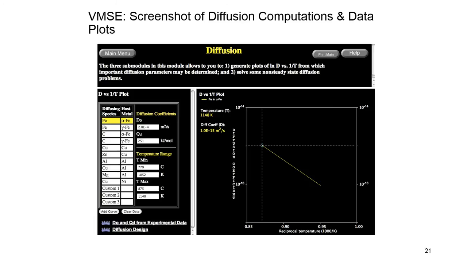If you have access to MSE, you can find and generate plots of the logarithmic value of D versus 1 over T for different types of diffusing species into host metals, as shown here.